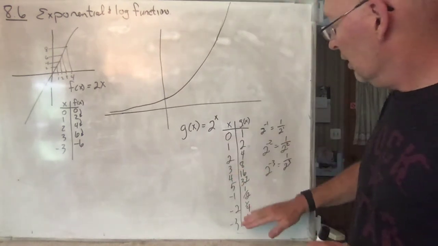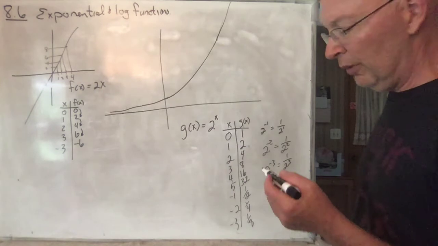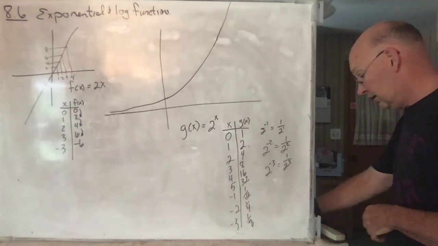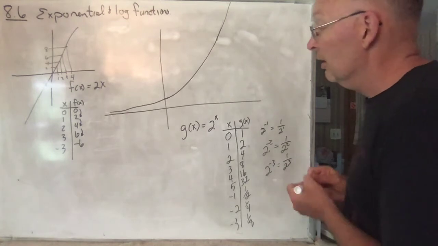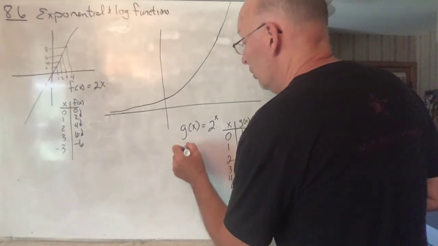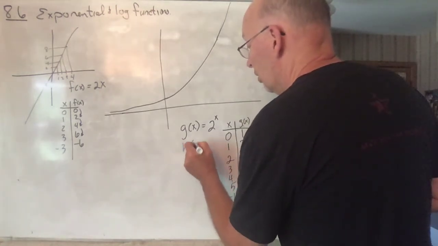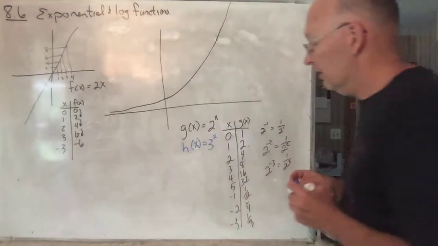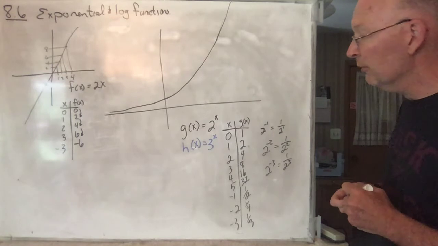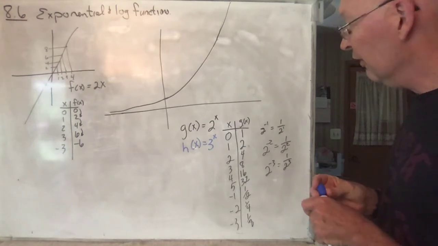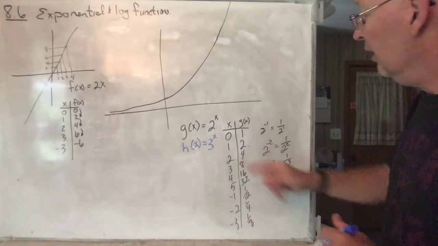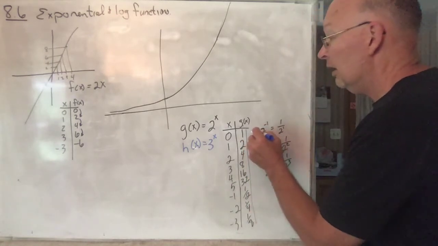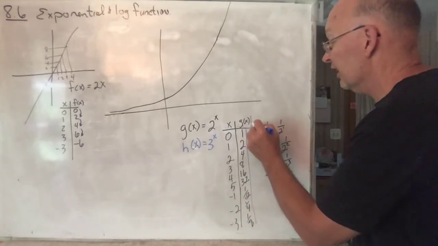So that's what this one looks like. What if we were to compare it to, let's get another color here, h of x, which is 3 to the x power? Can you picture in your mind, even before I give the values, what it's going to be? 3 to the 0, let's just make another column here. So this is going to be h of x.